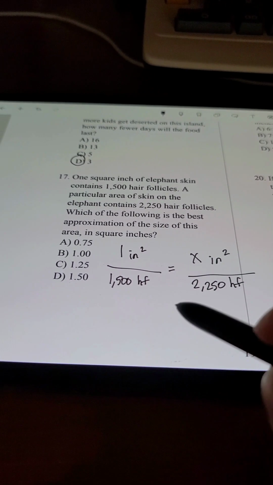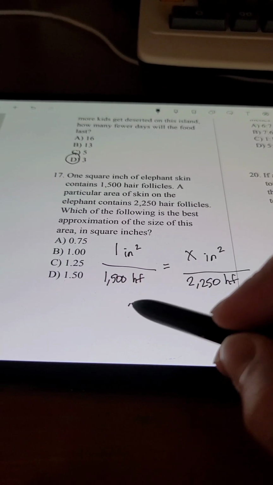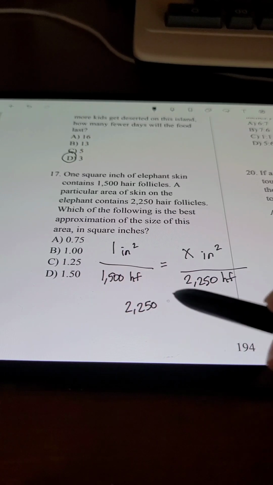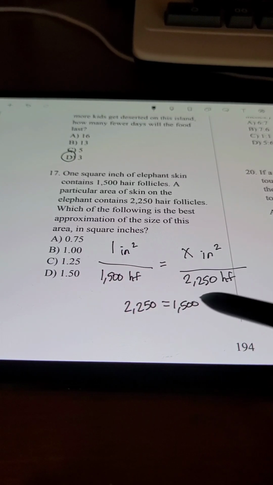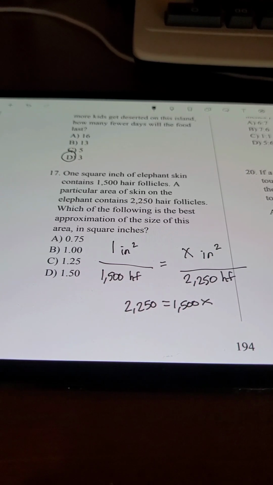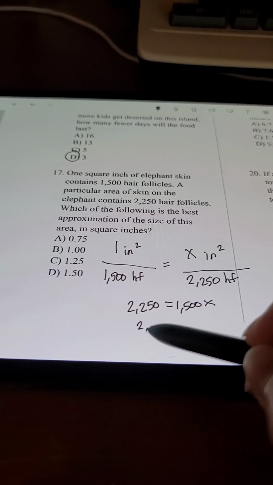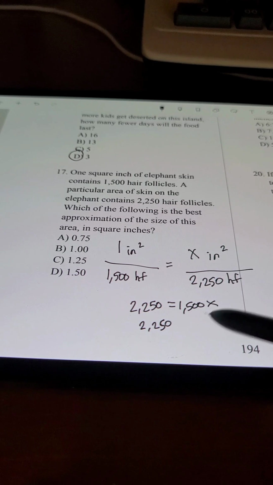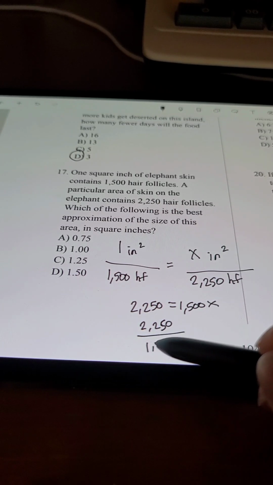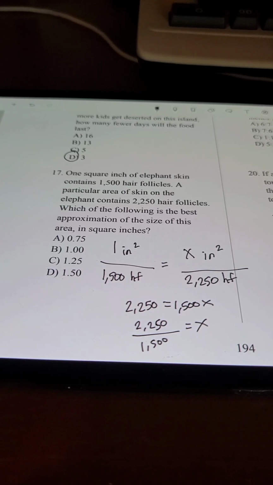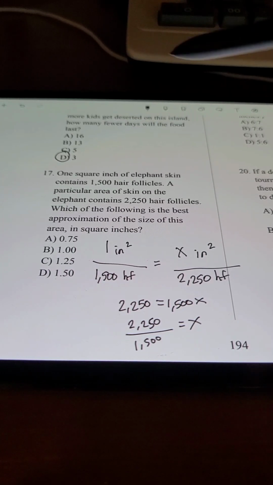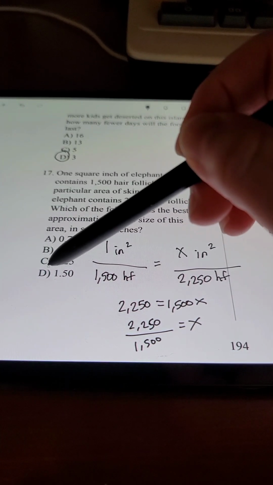And then I'm going to cross multiply and solve for x. So I'm going to get 2,250 times 1 is just 2,250 is equal to 1,500 times x. So now I just need to divide by 1,500 on each side to get x completely by itself. And I'll have my answer. And the answer is 1.5, so that would be D.